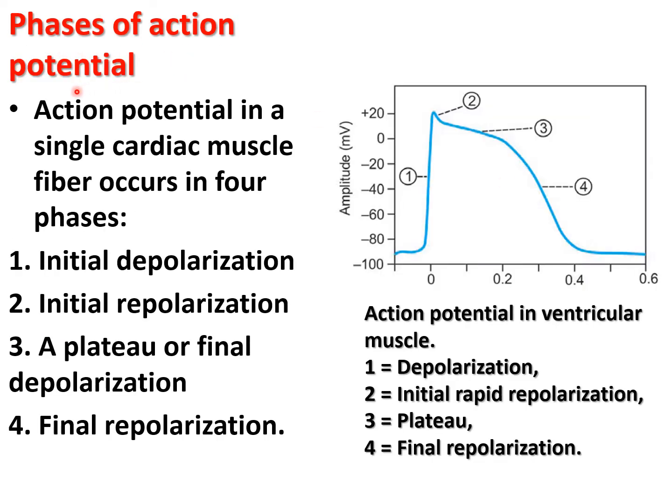Then phases of action potential. Action potential in a single cardiac muscle fiber occurs in four phases: initial depolarization, initial repolarization, then plateau or final depolarization, and final repolarization. So first is depolarization, second is initial rapid repolarization, third is plateau, and fourth is final repolarization.